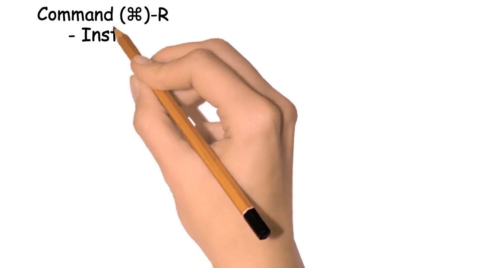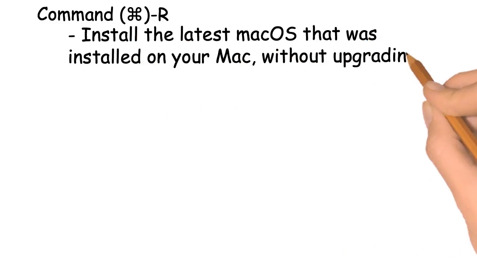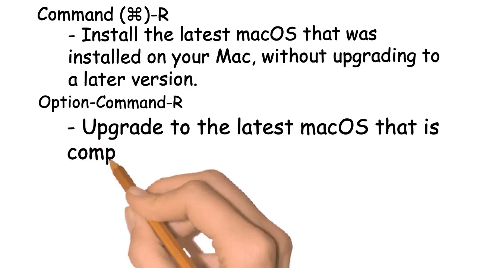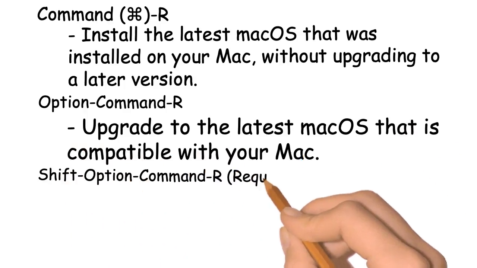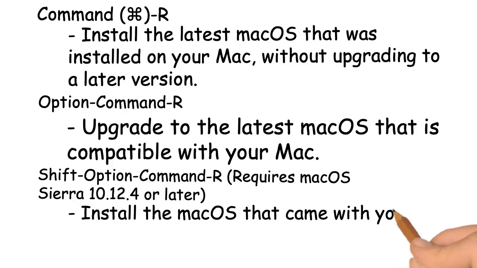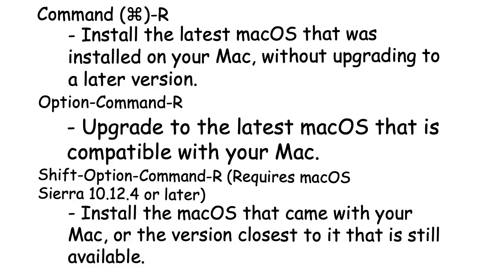Command R: install the latest macOS that was installed on your Mac, without upgrading to a later version. Option Command R: upgrade to the latest macOS that is compatible with your Mac. Shift Option Command R: requires macOS Sierra 10.12.4 or later. Install the macOS that came with your Mac, or the version closest to it that is still available.